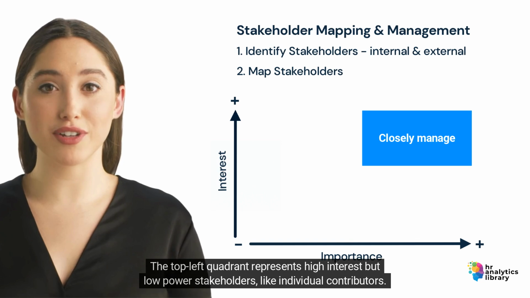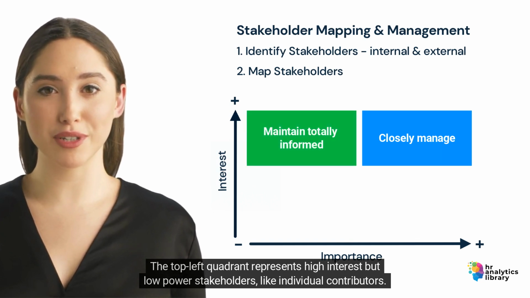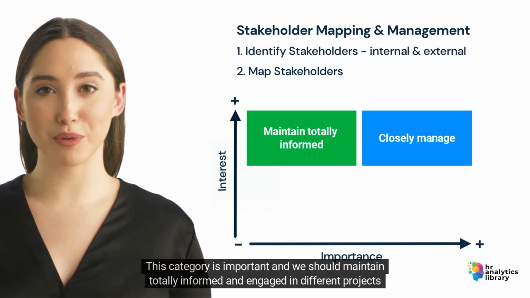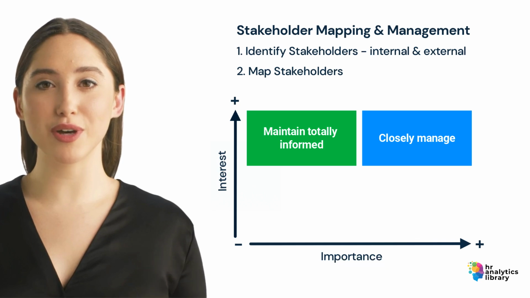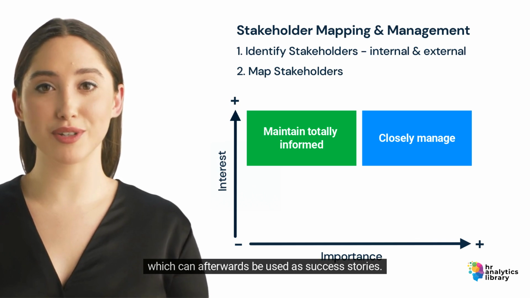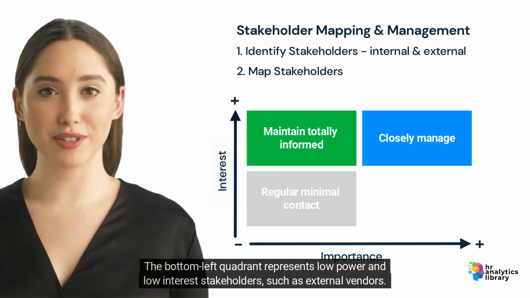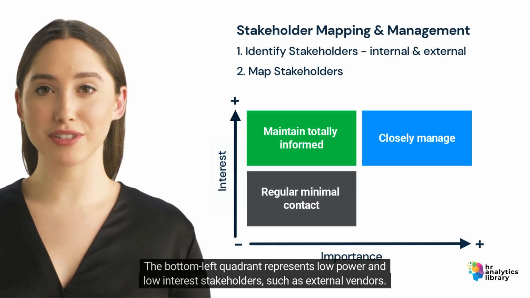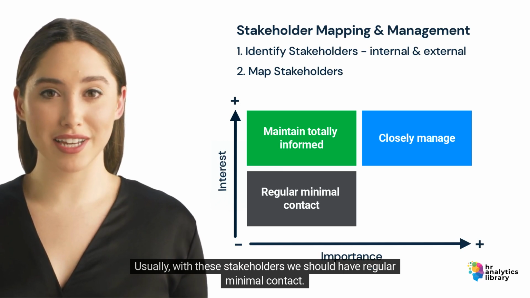The top left quadrant represents high interest but low power stakeholders, like individual contributors. This category is important, and we should keep them totally informed and engaged in different projects, which can afterwards be used as success stories. The bottom left quadrant represents low power and low interest stakeholders, such as external vendors. Usually, with these stakeholders, we should have regular minimal contact.